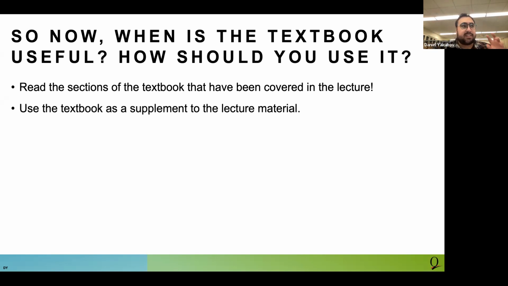All right. The textbook is not made for you to live and eat and breathe with it, right? You really use it when you need it. Okay. But that being said, again, the textbook is a very good tool to supplement your lecture material. Okay.